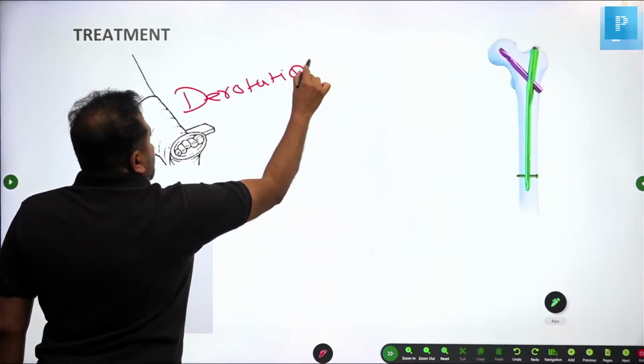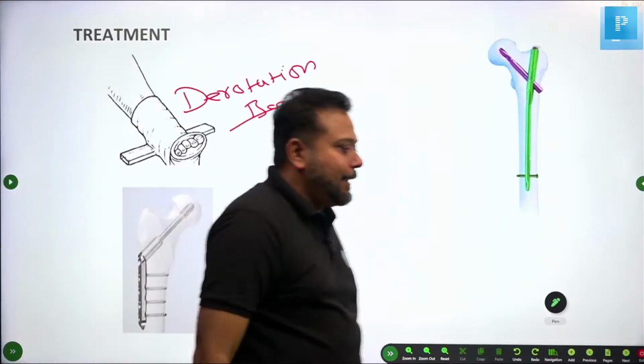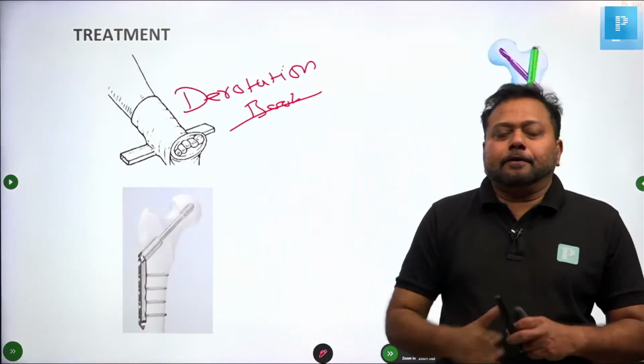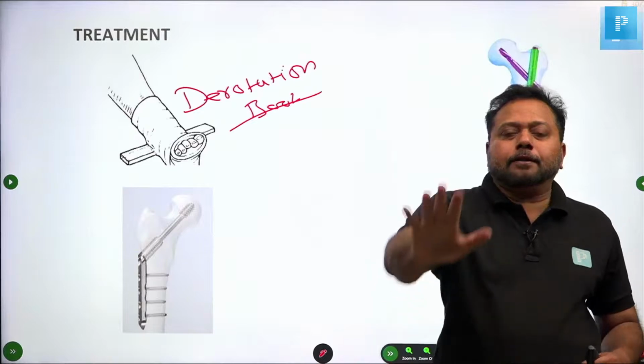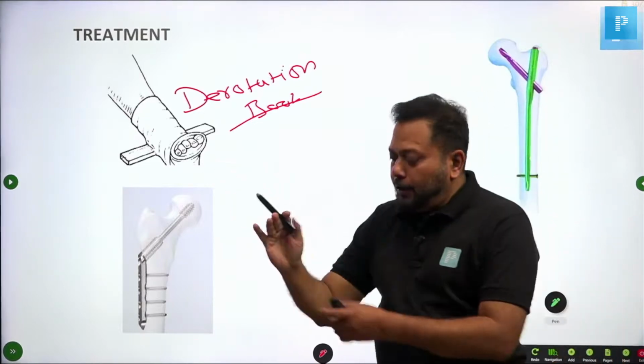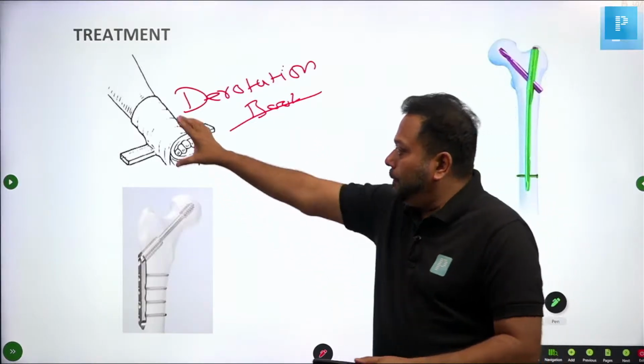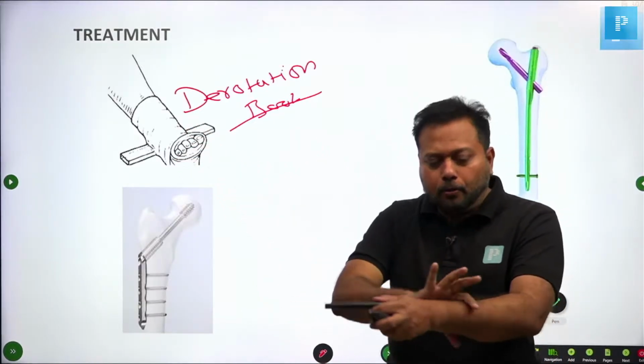This is called derotation boot. In the olden days, before the surgical era, when somebody was suffering from an intertrochanteric fracture, they were made to lie down in a bed. Underneath the foot, I will keep a scale and put a POP, only up to the level just below the calf muscle.